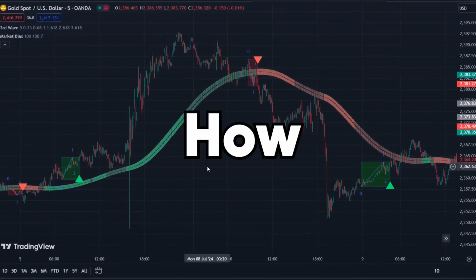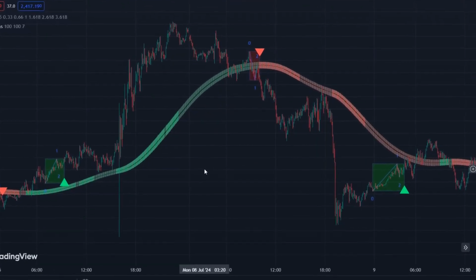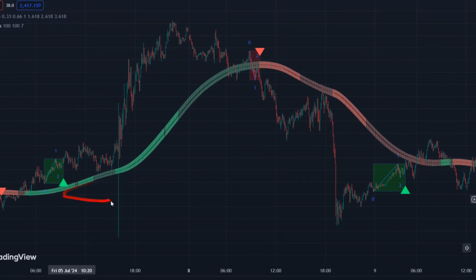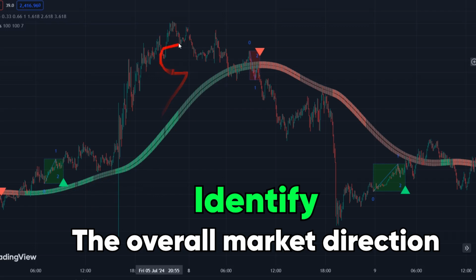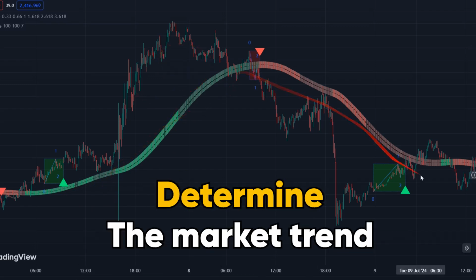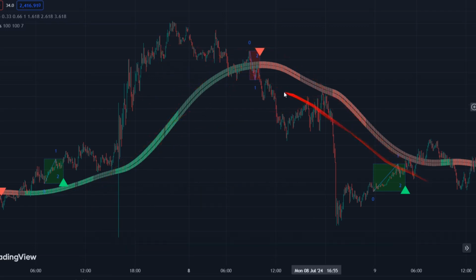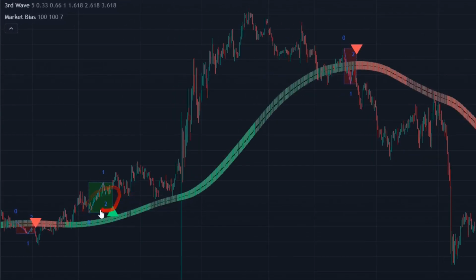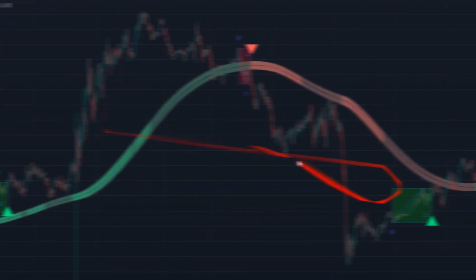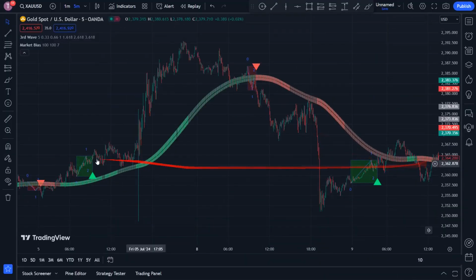Now, I'll teach you how to use this indicator. The market bias indicator is another technical analysis tool used to identify the overall market direction and determine the market trend. This indicator can help traders understand whether the market is in a bullish, bearish, or sideways state.